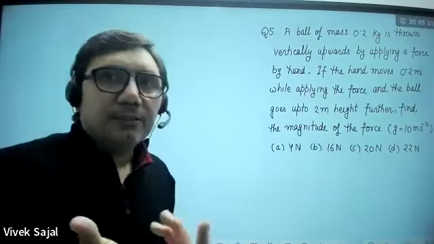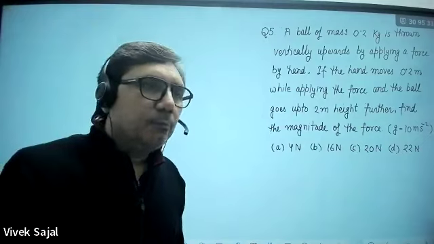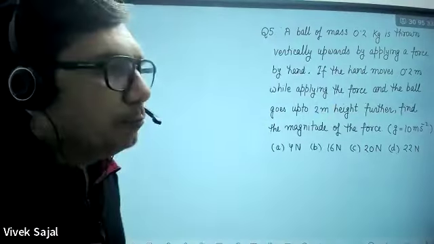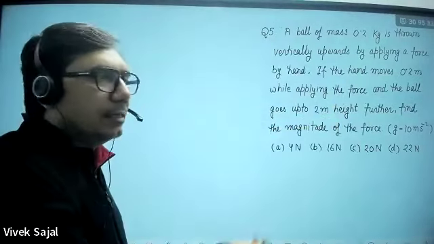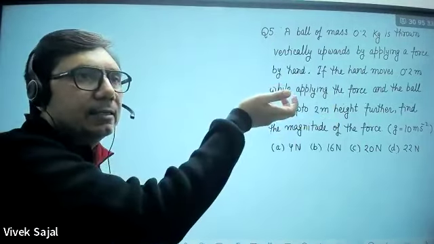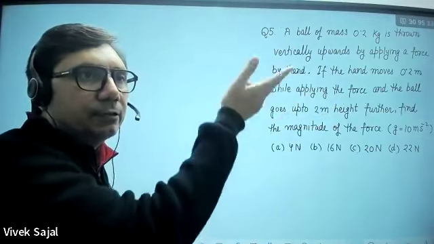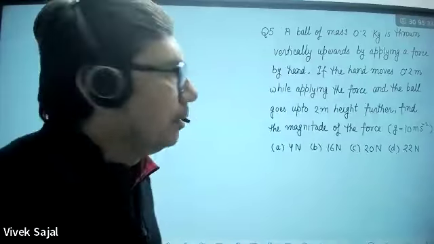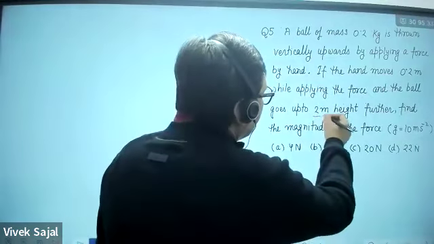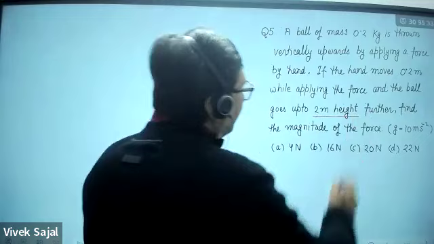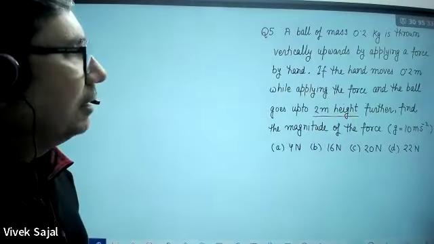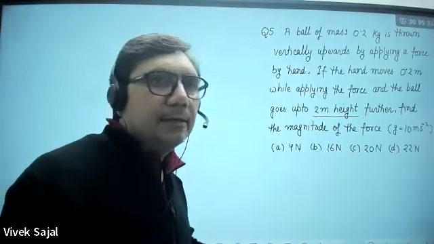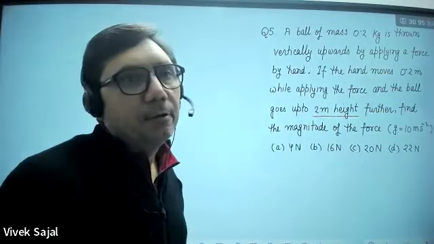So what he is doing initially, ball is at rest. Your hand moves for how much distance? For 0.2 meter. Your hand moves 0.2 meter like this in the upward direction. It throws, and after throwing, this ball is moving up to a height of 2 meter. So it is going in the upward direction up to this height. Then you have to find out how much force is applied by the hand on the ball.